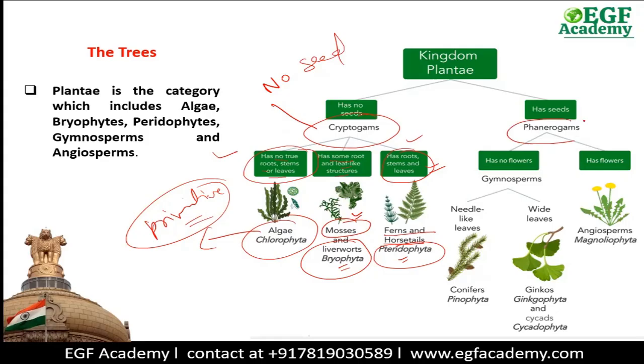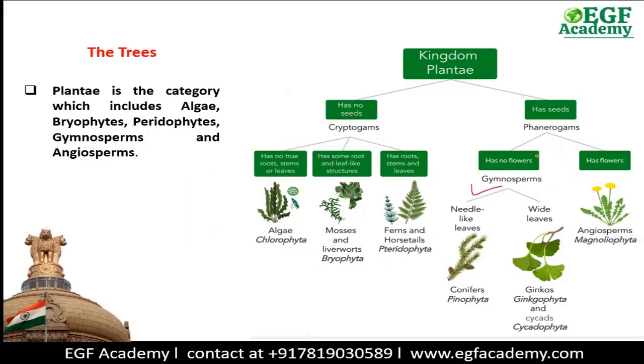Then there are phanerogams. These plants produce seeds. Phanerogams are of 2 types. First one is gymnosperms and second is angiosperms. Gymnosperm plants do not have flowers. They don't have flowers, they don't have fruits. Angiosperm plants have flowers. This is the main difference between the two. Gymnosperms are of different types. Some plants have needle-like leaves, for example, conifers. You must have seen pine plants. Another type of plants have wide leaves, for example, cycads, ginkgos. So these are the gymnosperm plants which have no flowers.